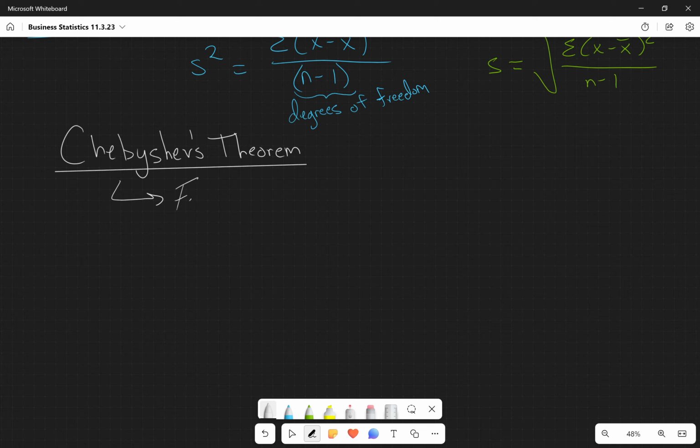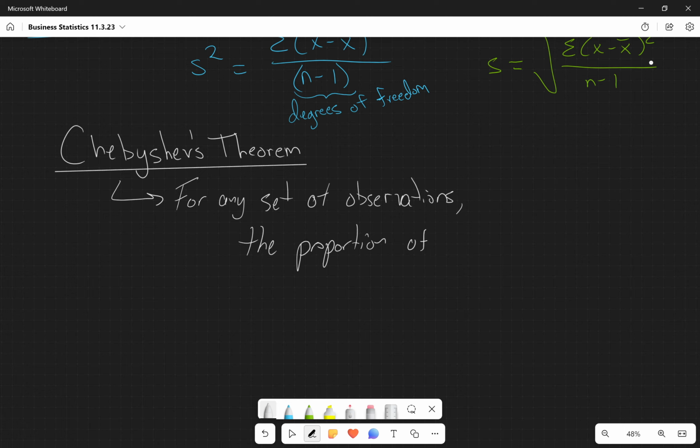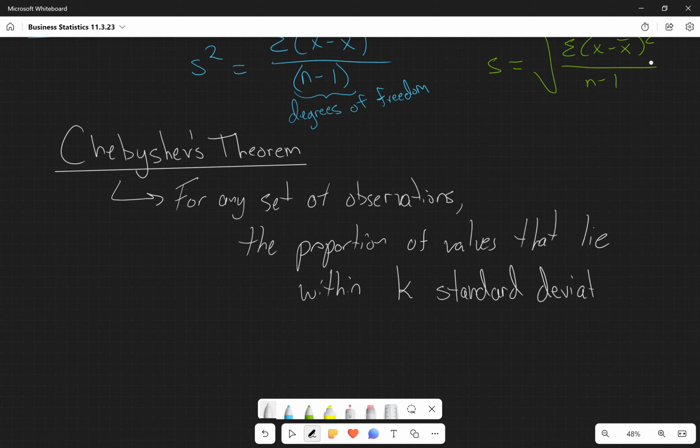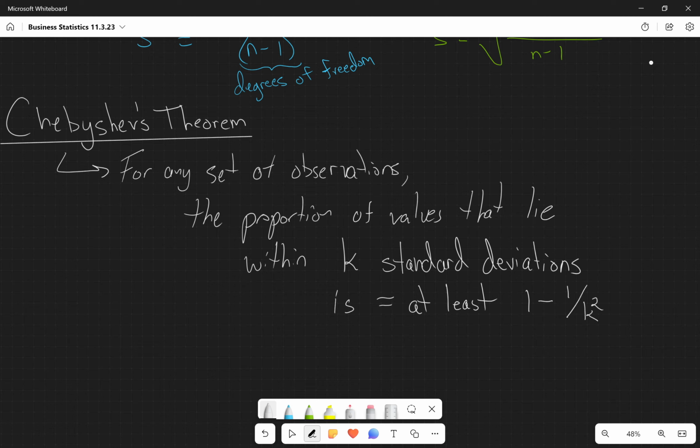And so this is saying for any set of observations, so he's talking about any sample or population, the proportion of values that lie within so many standard deviations, k standard deviations, is equal to at least 1 minus 1 over k squared, where k is any value greater than 1.